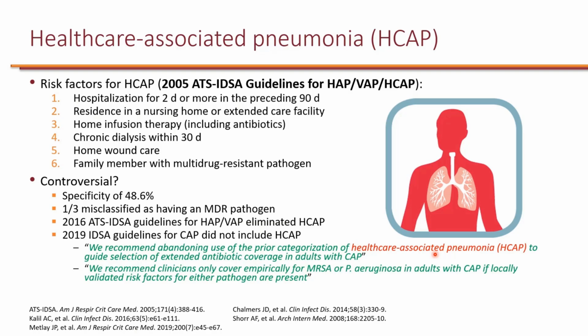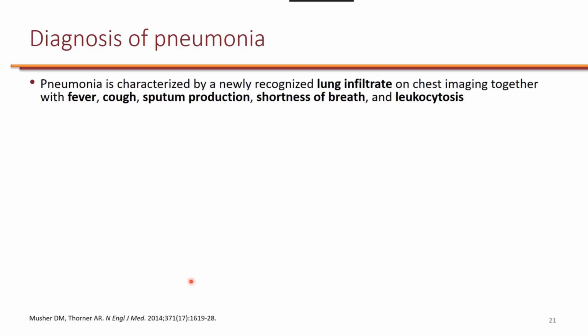Instead, they recommended that clinicians only cover empirically for MRSA and Pseudomonas in adults with CAP only if there are locally validated risk factors for either pathogen. Now, pneumonia in general is characterized by a newly recognized lung infiltrate on chest radiograph together with clinical symptoms. So the common symptoms will be fever, cough, sputum production, shortness of breath, and leukocytosis. Some patients can also have confusion and pleuritic chest pain.